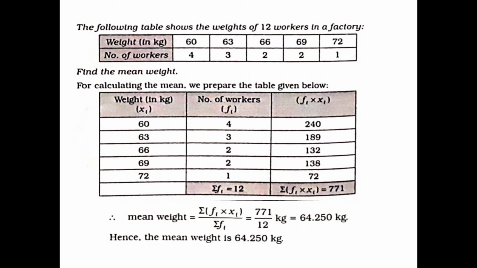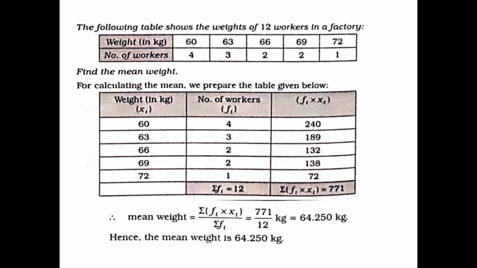In the next slide, using that formula we are going to do one problem. See the problem: the following table shows the weight of 12 workers in a factory, and we are going to find the mean weight of the workers. The weights are 60, 63, 66, 69, 72. Four workers have the same weight 60. Three workers have weight 63. Two workers have weight 66, two workers have weight 69, and one worker has 72 kg.